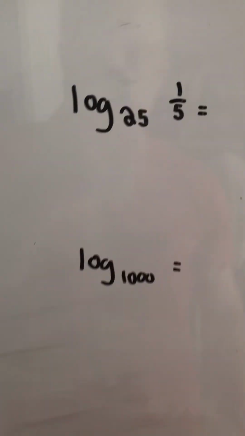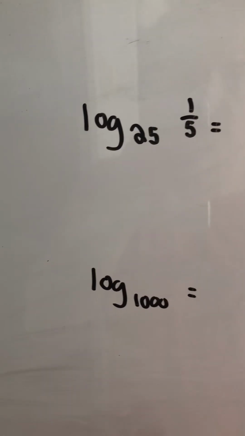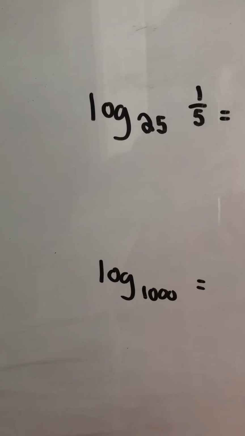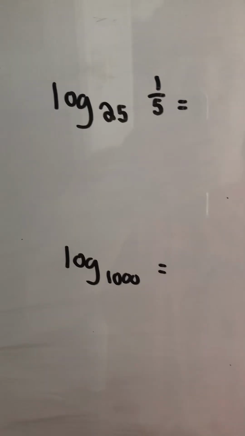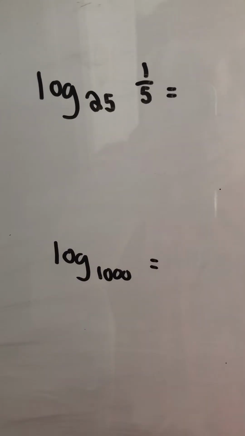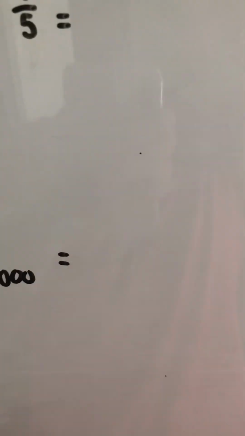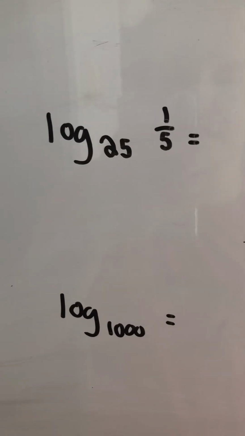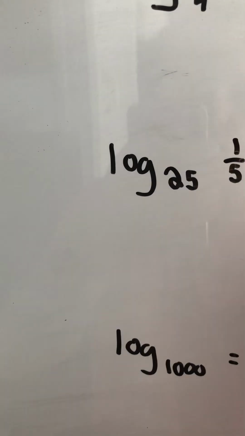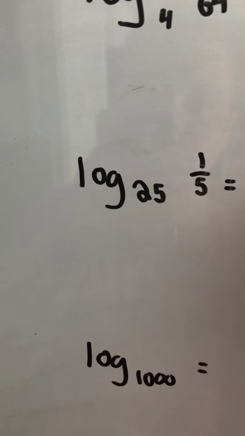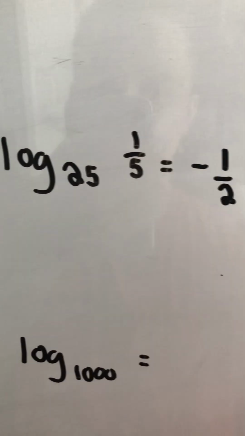Alright, how about this one? Log base 25 of 1 over 5. Alright, so 25 to what power is equal to 5? It turns out that 25 to the half power, the square root of 25, is 5, right? Since it's 1 over 5, it's going to be negative 1 half.